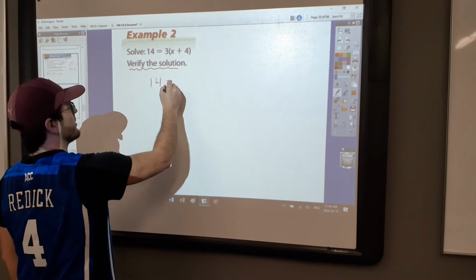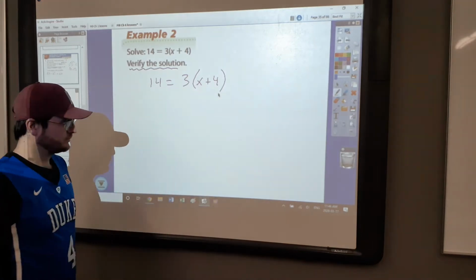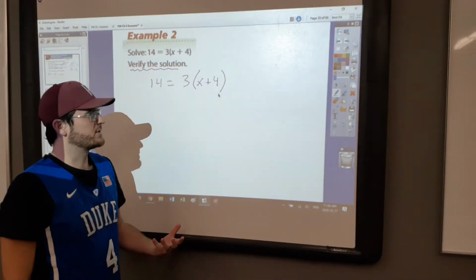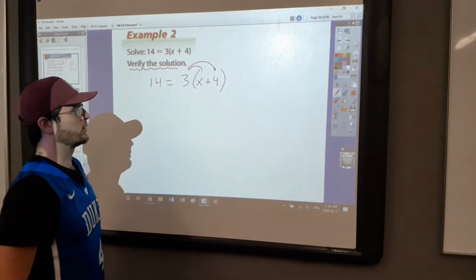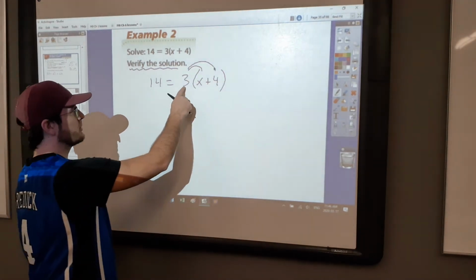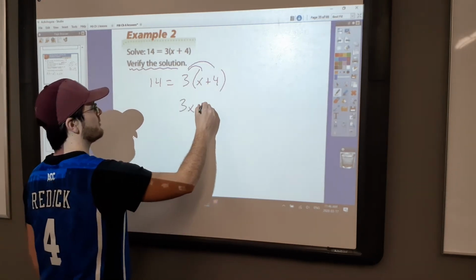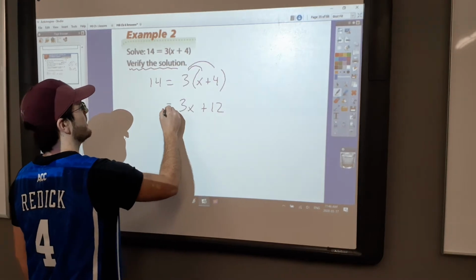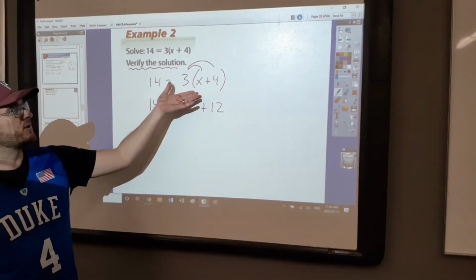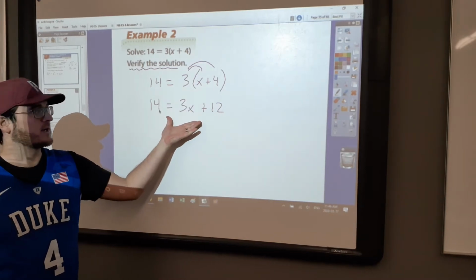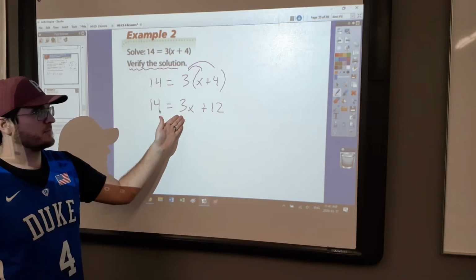If I just rewrite that for a minute, 3 times x plus 4. If we apply the distributive property, which we learned about in 6.4, that's one way to solve an equation like this. We multiply the 3 by the x, we get 3x, we multiply the 3 by the 4, we get 12, and then we leave the 14 on the other side. Now this looks like an equation we've seen in 6.1 and 6.2. It's just a simple two-step equation.